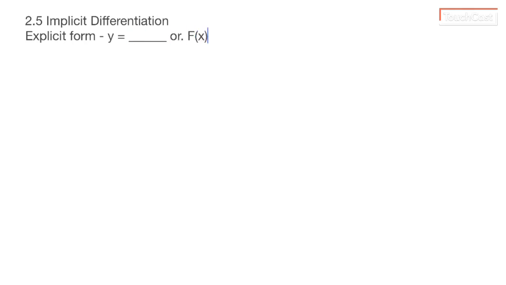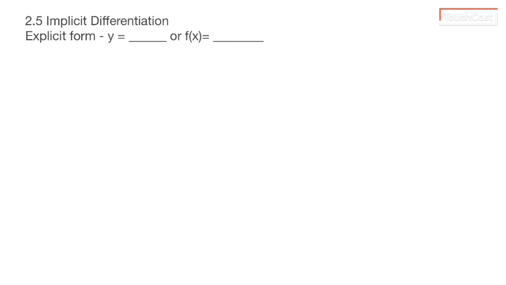Alright, we're going to start our next lesson, 2.5, where we're going to talk about implicit differentiation. So everything we've been doing so far, we've been looking at equations that are in what's called the explicit form. And really all that means is we've been looking at equations that are in the form of y equals some stuff, or f of x equals some stuff.